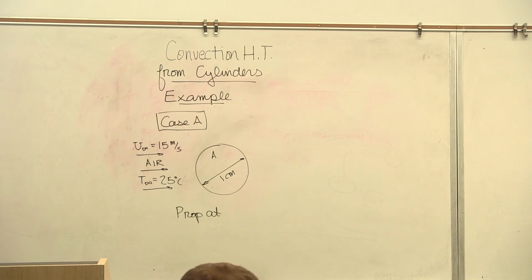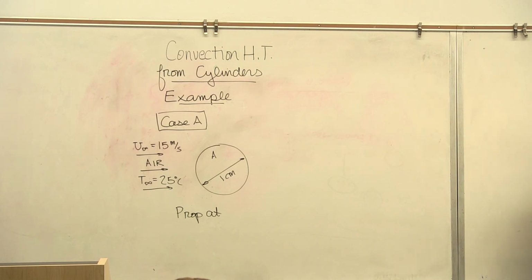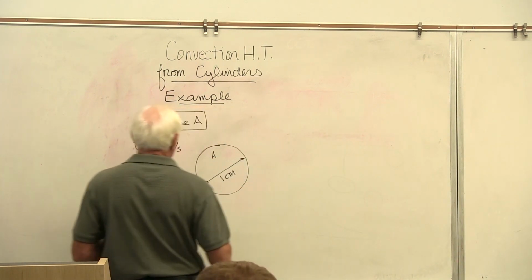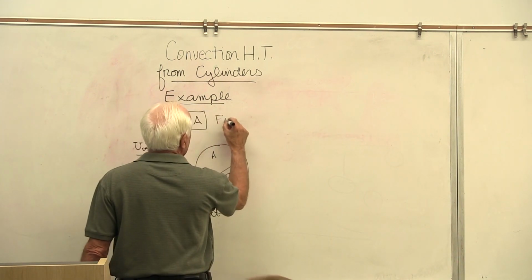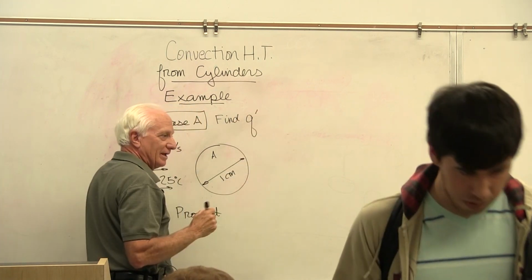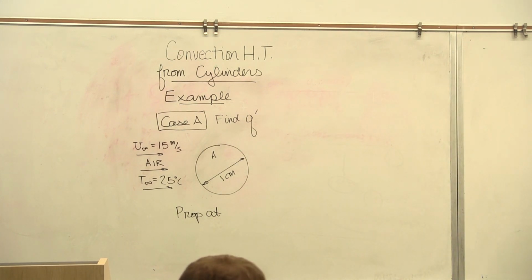The fluid approaching the cylinder is air. Free stream velocity, 15 meters per second. Free stream air temperature, 25 degrees C. And we're going to be asked to find Q, so I'll just put it right here. Find Q, or Q prime. We don't know the length, so we make it prime. So now it's going to be in watts per meter. Our answer is in watts per meter.